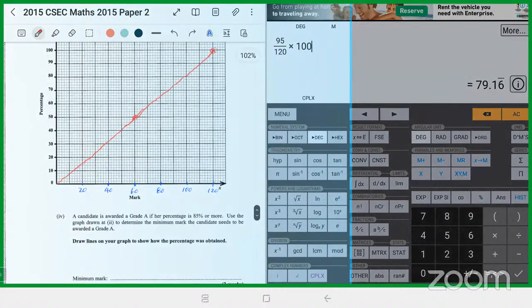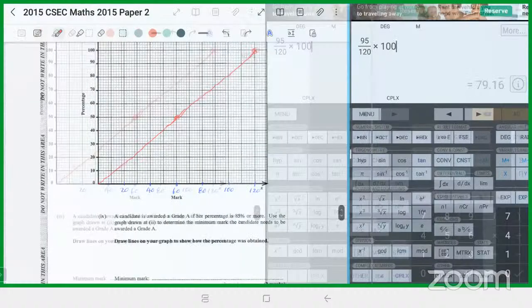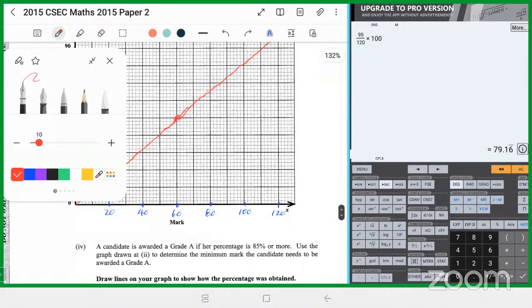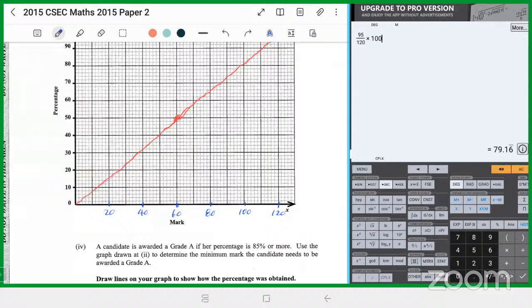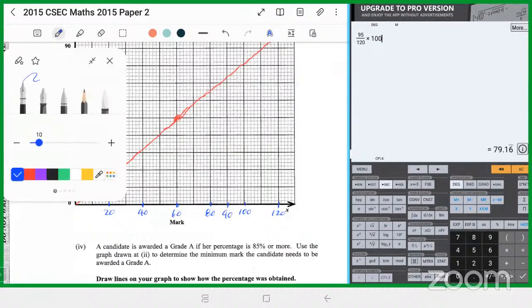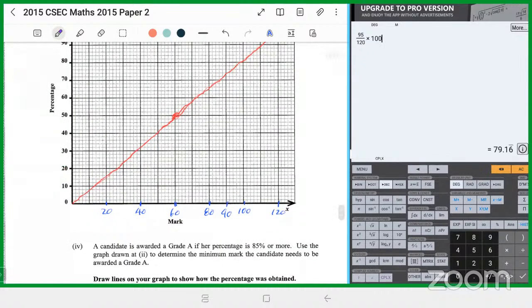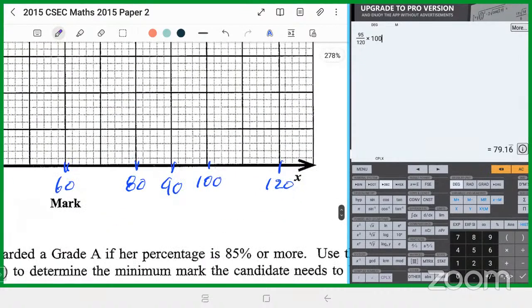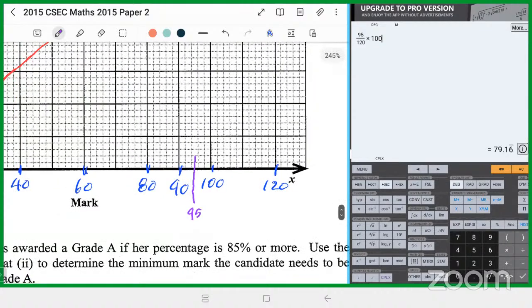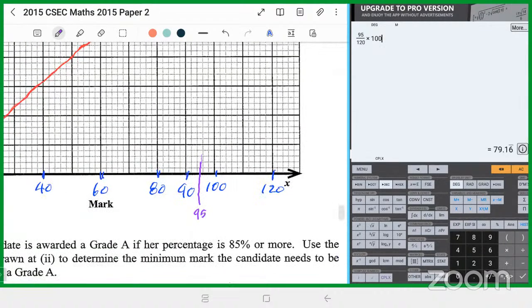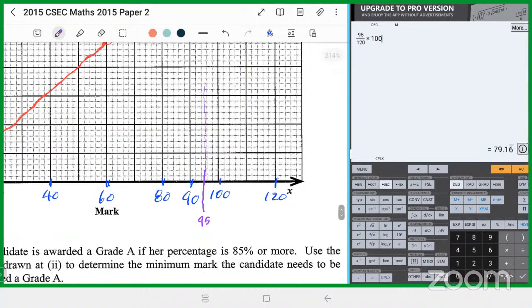So 95 marks. First, you have to read the scale and see where 95 is. So right here it's 90. So 95, let's do it in purple. 95 must be right in the middle between here and here. That's 95. This is 95. And so you come in there on the graph until you reach the red line. This is what percentage it is.